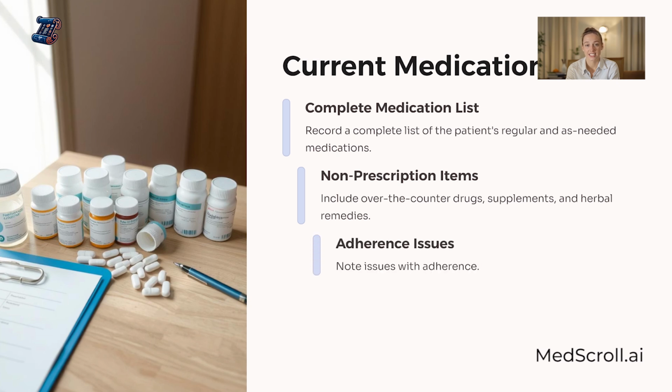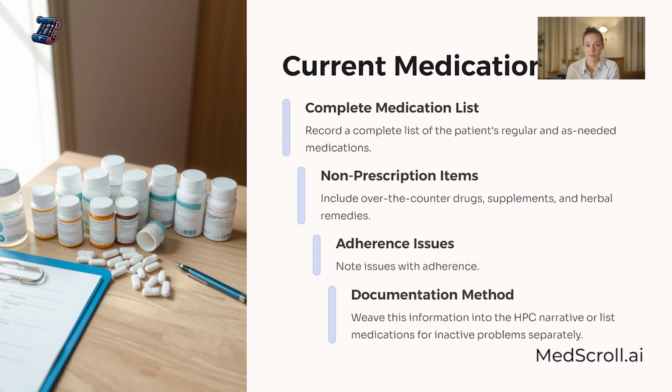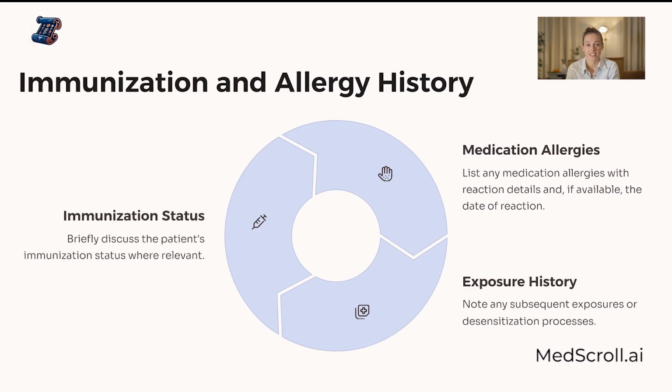If the medication details related to the active problems have already been discussed in the HPC, you can focus here on medications for inactive problems. Following medications, you should briefly discuss the patient's immunization history, if relevant. This may not be applicable to every case, but it is important when immunization status plays a role in the patient's overall health. Next are allergies.